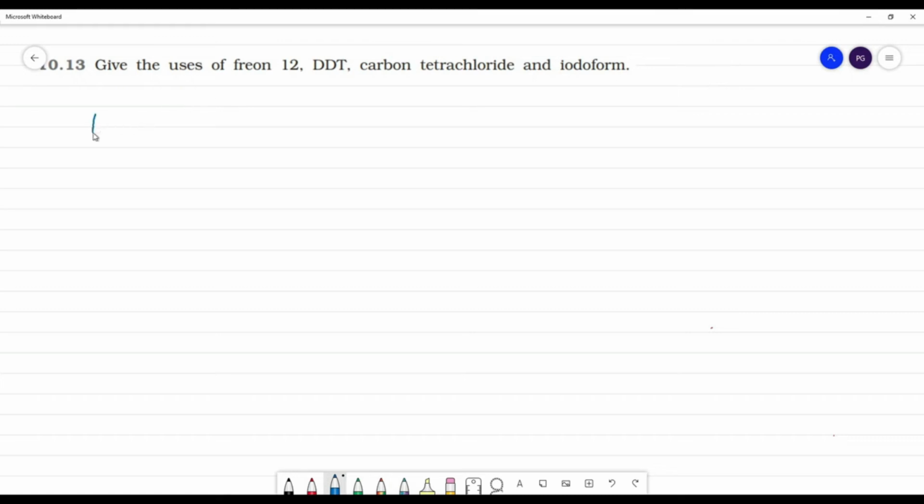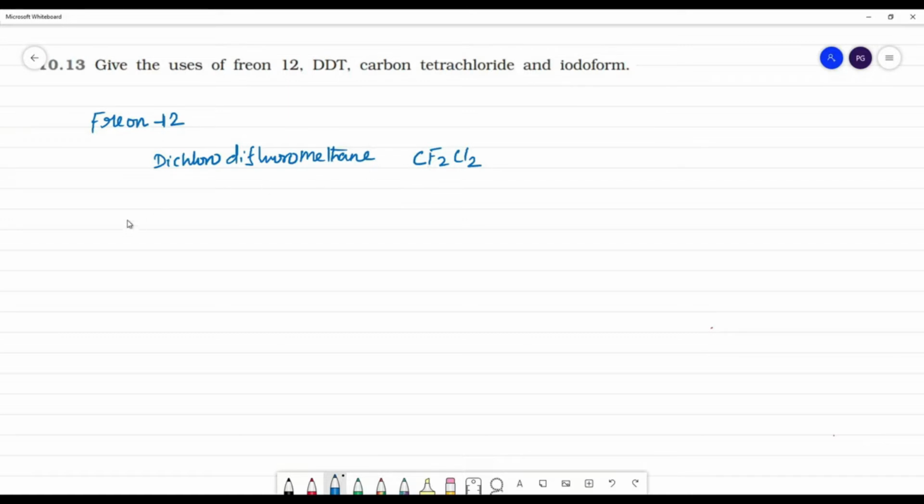Uses of freon. Freon, first let's see freon 12. Dichloro difluoro methane. Dichloro difluoro methane, that is CF2Cl2, for freon 12.